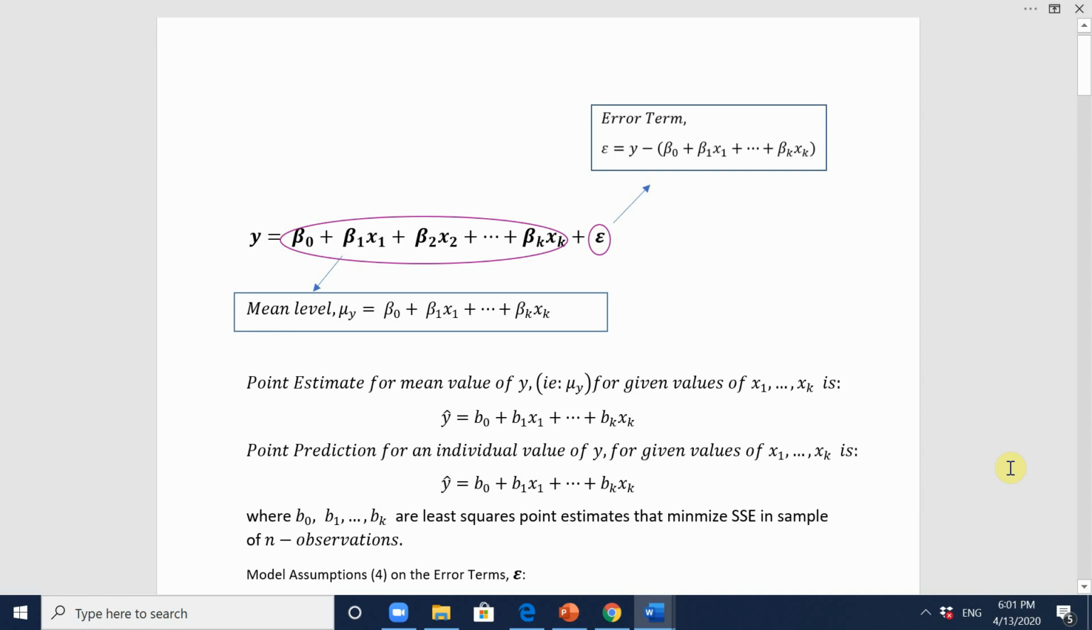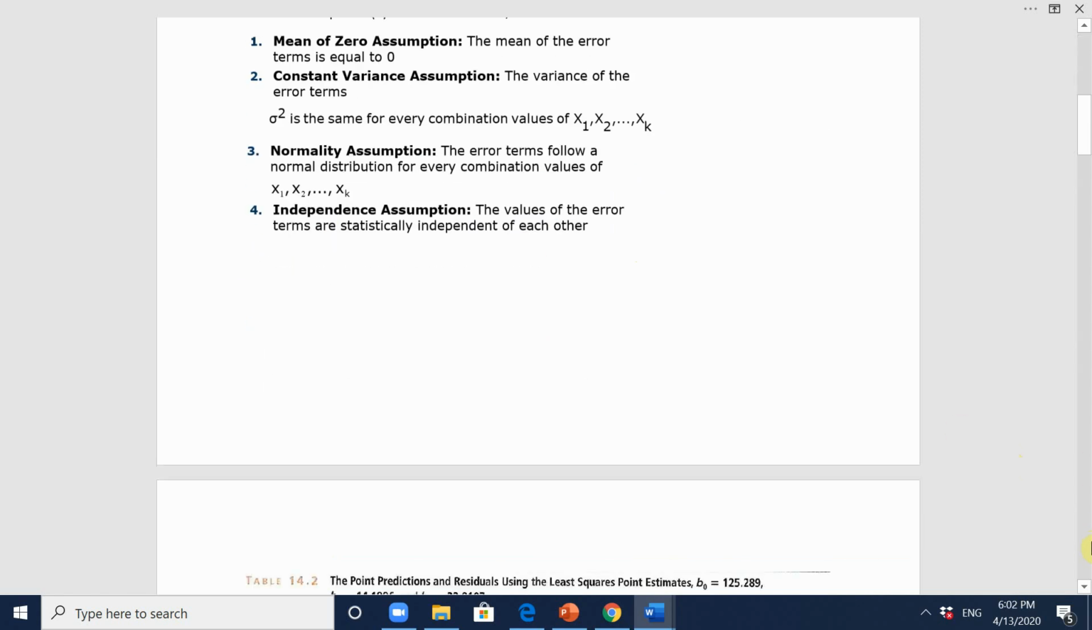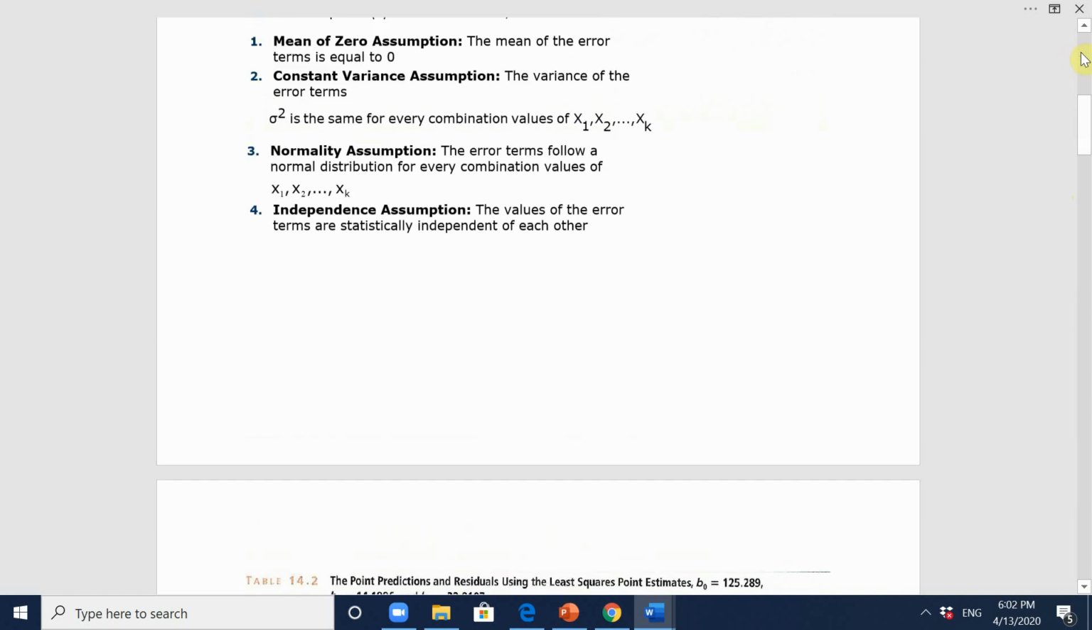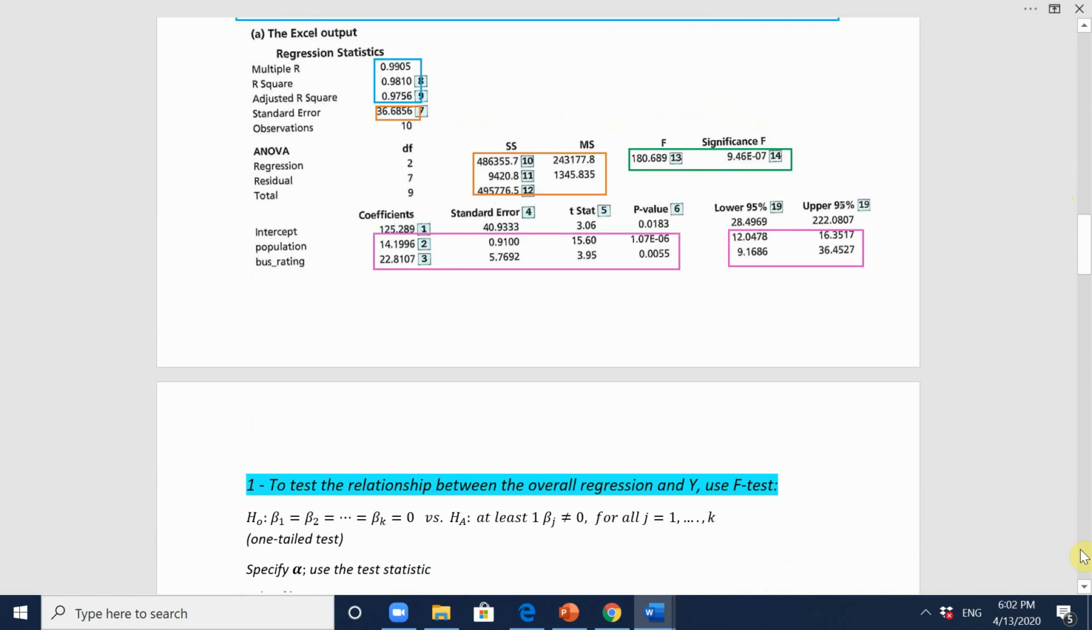Hello. In this video, we continue to look at a multiple regression model, and we will do some further analysis on multiple regression. So we have here our multiple regression model in this format right here. And so here we will base ourselves on one example, this one right here.